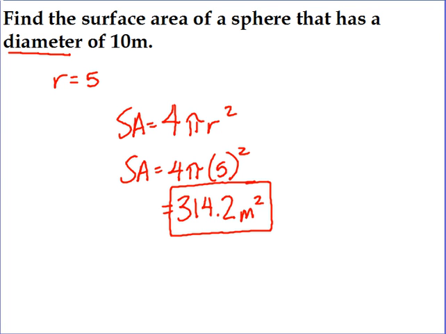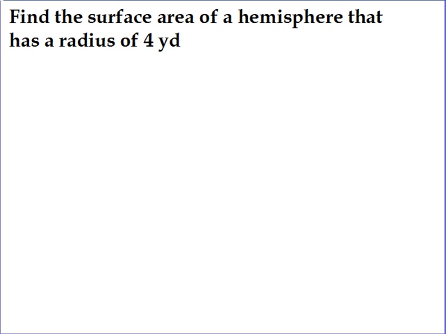Now, hemispheres are a little bit different. With volume, it was simple. All we had to do was find the volume and cut it in half. But surface area of a hemisphere presents a little bit trickier of a solution. So I'm going to try my best to draw a hemisphere. Oh, that's not that great. But, okay, so a radius of 4 yards.